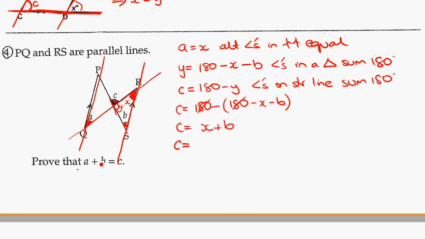I'm almost there. I was asked to prove that c was a plus b. Now fortunately up here we have the fact that a and x are the same, so I can replace x with an a, giving a plus b as we were asked to prove. Of course there are many other ways, and we could have used the rule from above about the exterior angle being equal to the sum of the opposite two interior, which would have saved us a lot of work. Whatever you find easiest.